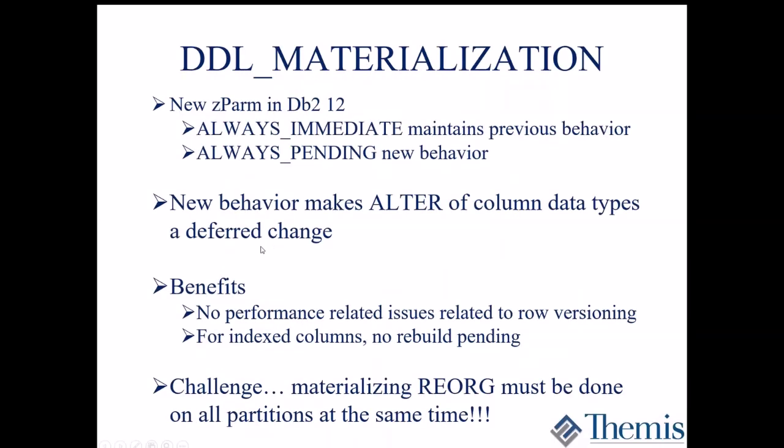Now, we also have to talk about this ZPARM in version 12. If you're already on version 12 or thinking about going to version 12, this is one I think you should put a little bit of thought into. The ZPARM is called DDL_MATERIALIZATION. It has two values, always immediate or always pending. The main thing it affects is the alter of column data types. If you alter a column data type, remember the earlier example where we said, take the smallint column and make it an integer.